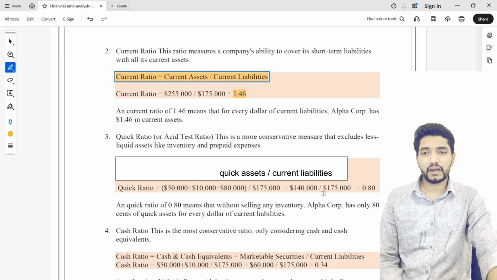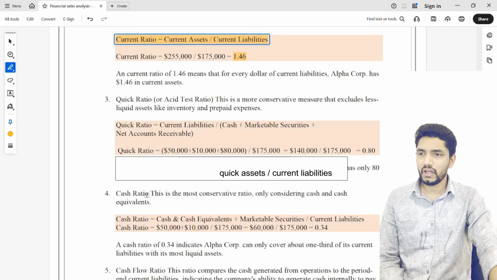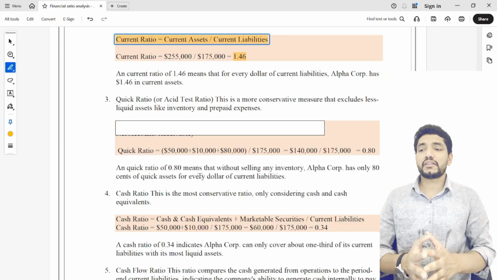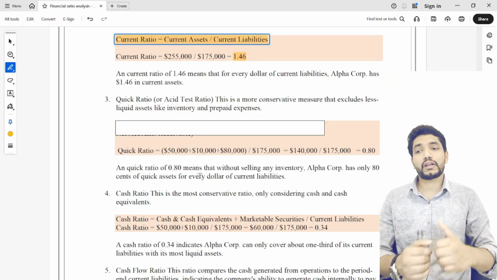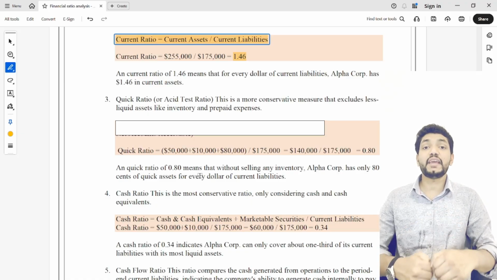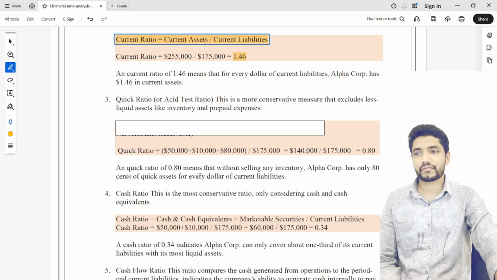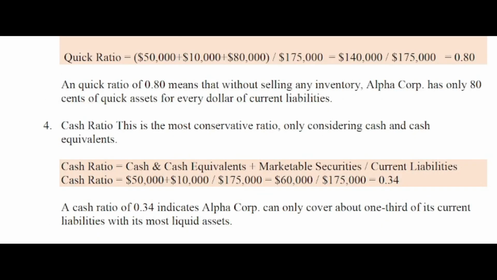140,000 divided by current liabilities, again 175,000. That means 0.80. So what can we interpret from this ratio? That means the company has 80 cents of quick assets for every $1 of current liabilities, which means the company can set off 80% of its current liabilities by using its quick assets. So this is the quick ratio.